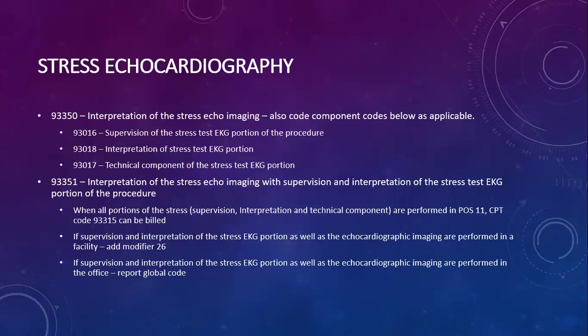Okay. Now, for the 93350 or your 93351, if supervision and interpretation of the stress EKG portion is documented, as well as the echocardiography imaging are performed in a facility, you want to add your modifier 26 to your 93351. Okay. If supervision and interpretation of your stress EKG portion, as well as the echocardiography imaging, are performed in the office, you report the global code. You do not need to add the modifier 26. And again, I will put a caveat if they own their equipment.